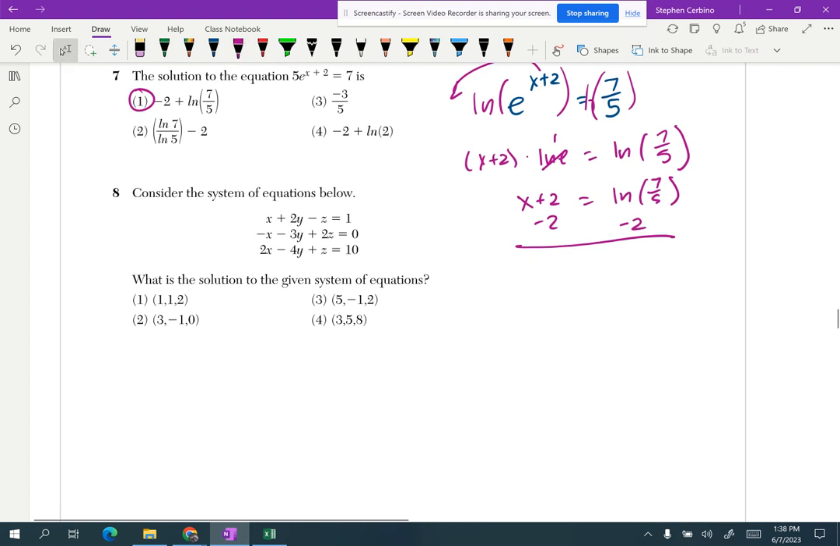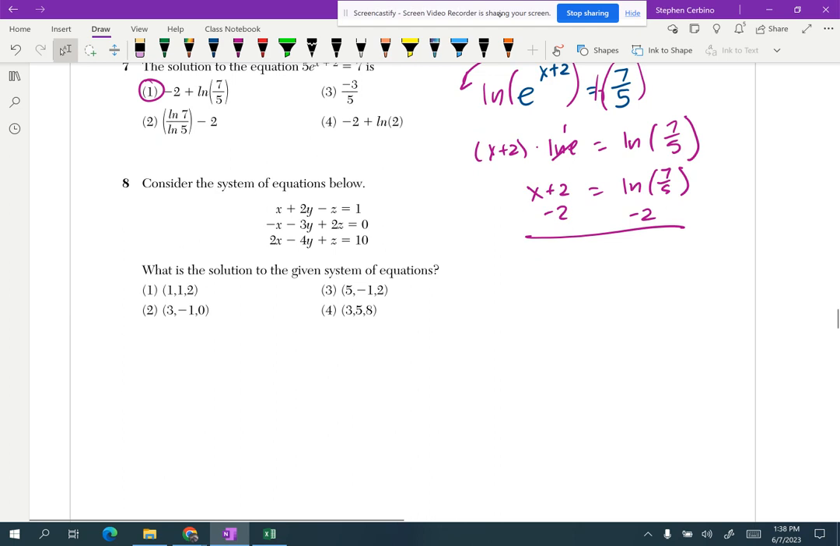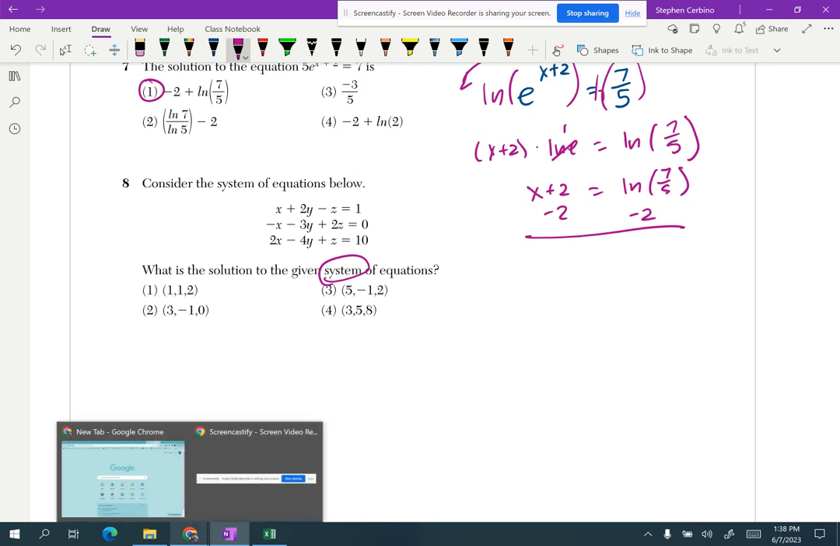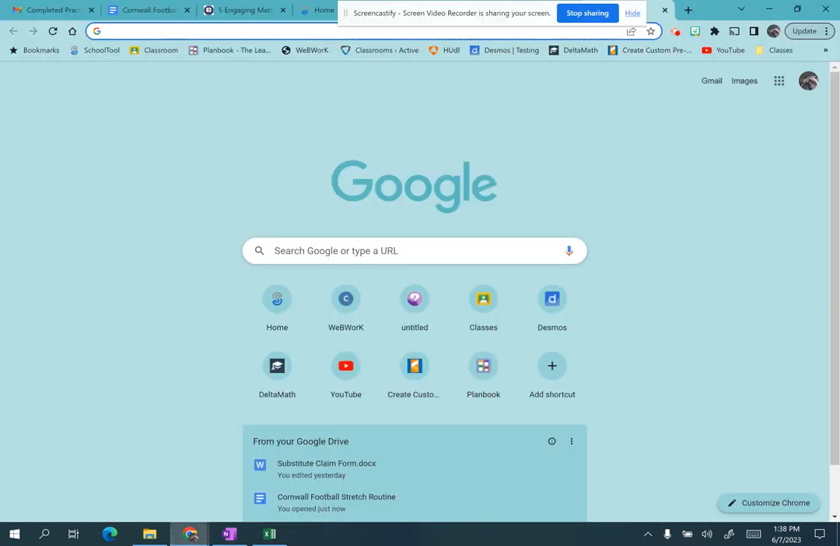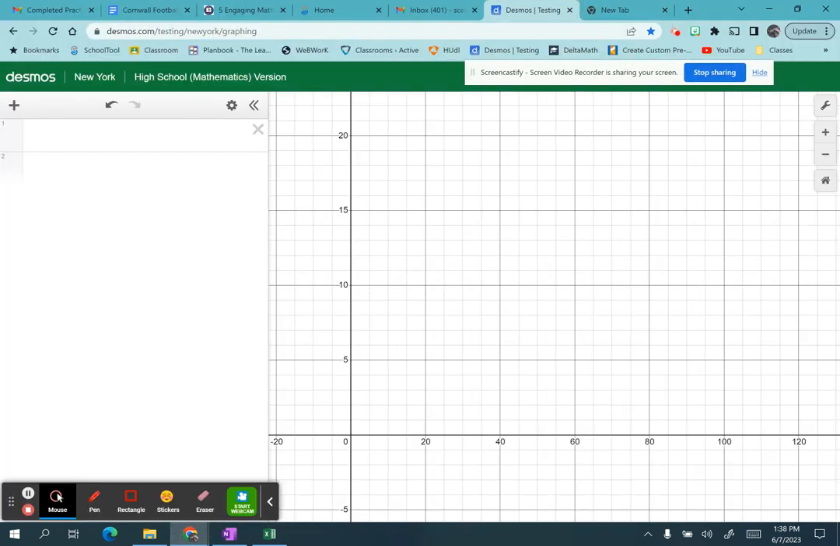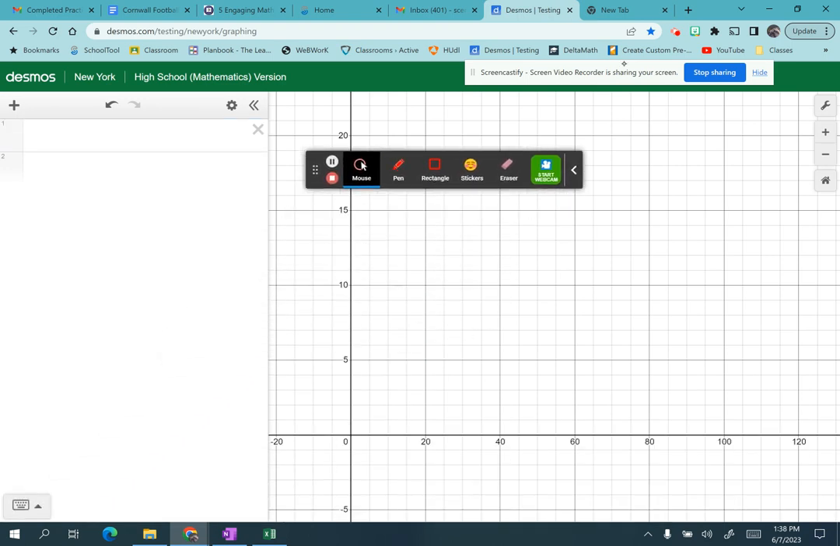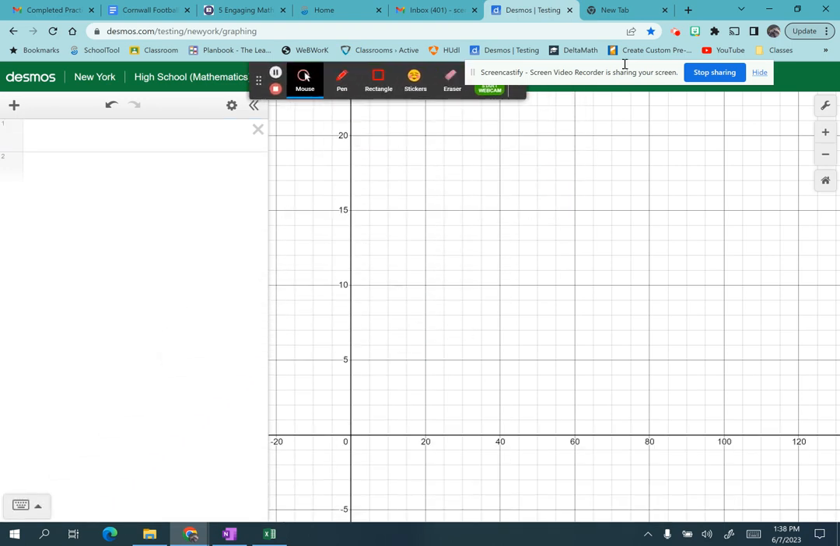Number 8 is a multiple choice system. As soon as we see system and it's multiple choice, don't do any algebra. Go right to your graphing calculator. So we're going to use Desmos for this one. So let's open up a Desmos tab and let's do this using Desmos.